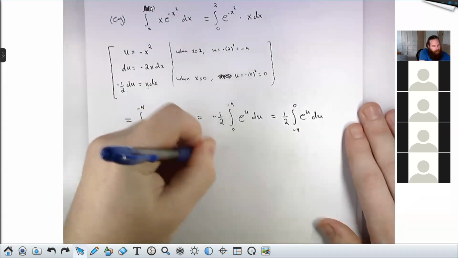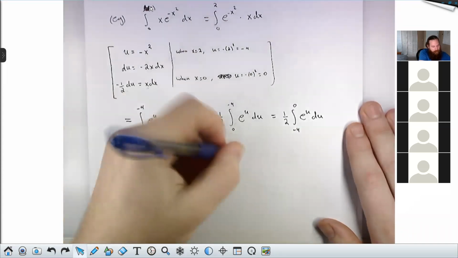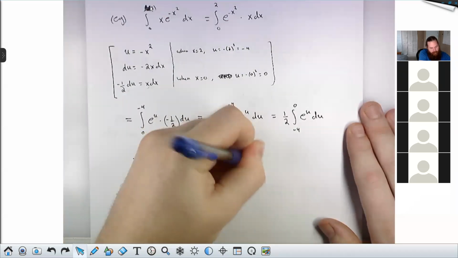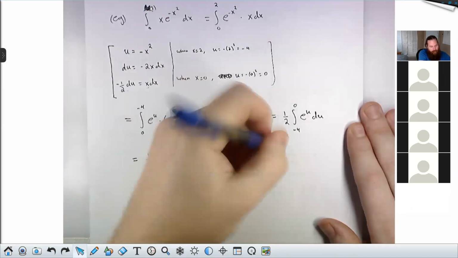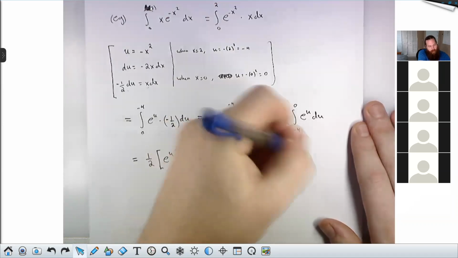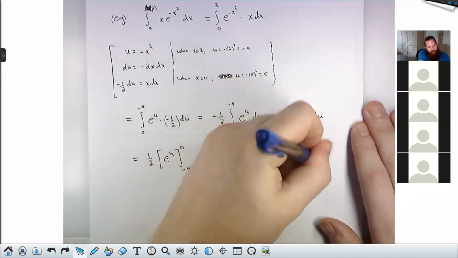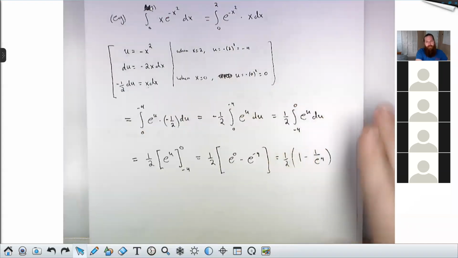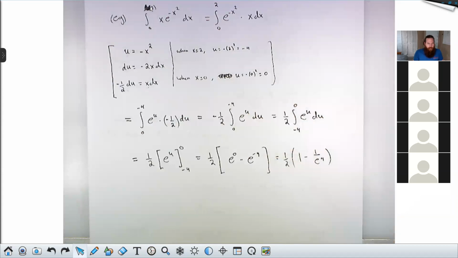In a definite integral, you just have to evaluate between these new bounds. So this is 1/2 e to the 0 minus e to the -4, which is 1/2 times 1 minus 1 over e to the 4. And there's no plus c, again, because this is a definite integral. The answer is just a number. It's this number. So I'd like to try a few more definite integrals that we do by substitution.